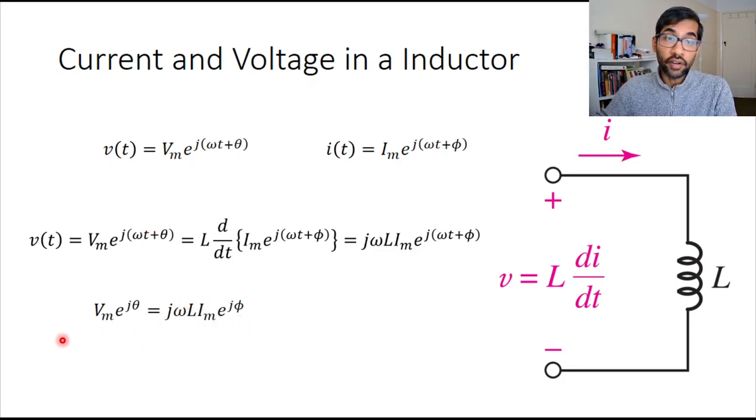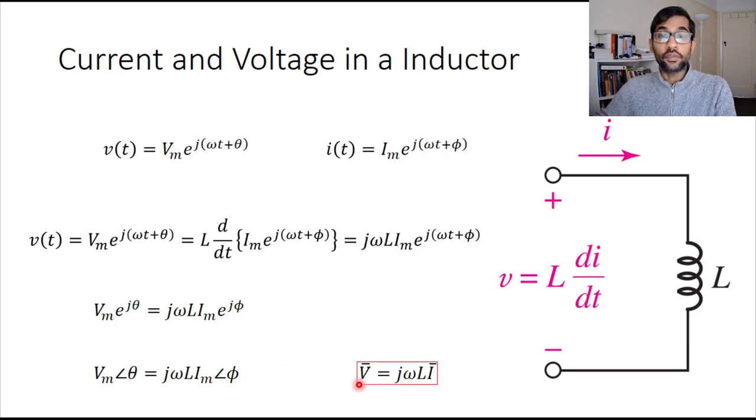Here you have the phasor voltage, and you have the phasor current, and you can write it in the polar form like this. And therefore, the relationship becomes V equals j omega L I. The relationship between the phasor voltage and the phasor current is the same as the relationship between the voltage and current in the frequency domain.